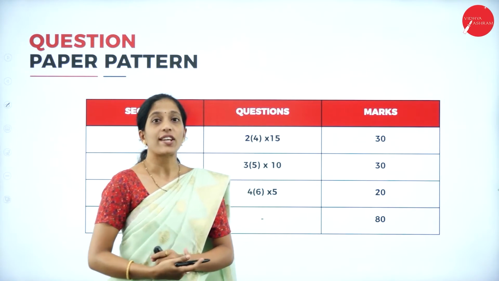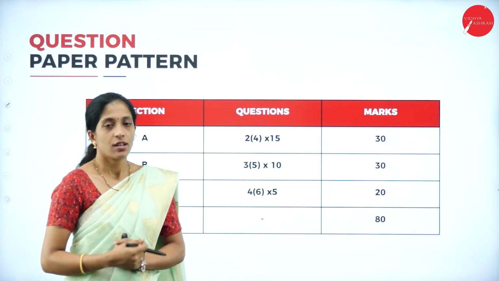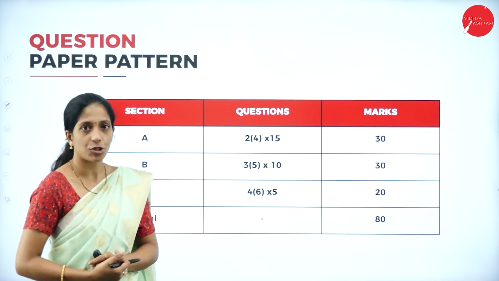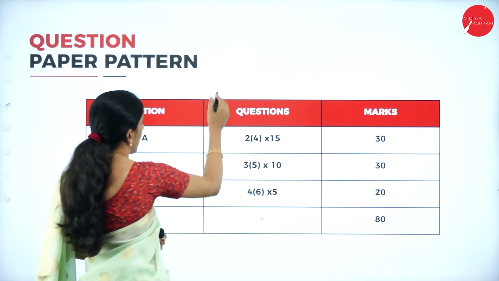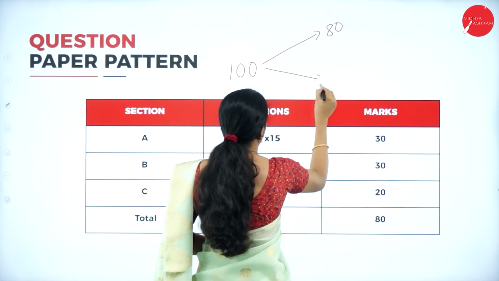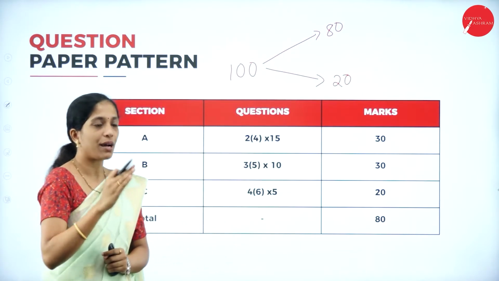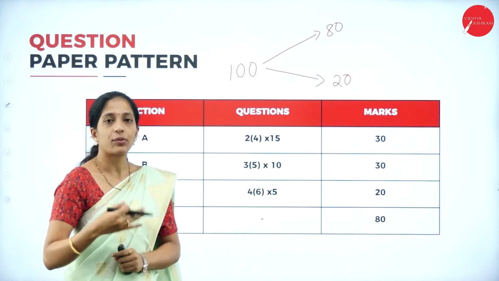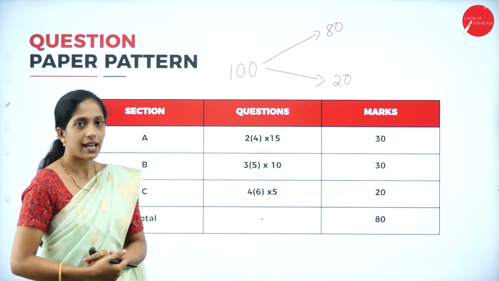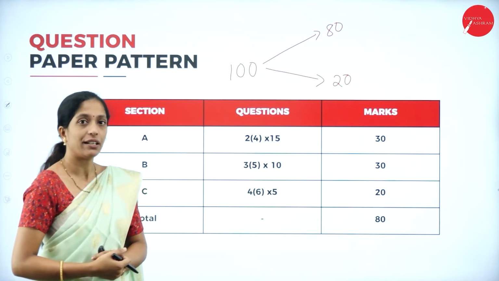Now we shall see the question paper pattern from the external examination point of view. Your whole Business Research Methods paper is for 100 marks, where 80 marks is for the external exam and 20 marks is for the internal examination. Now let us see the external examination question paper pattern.